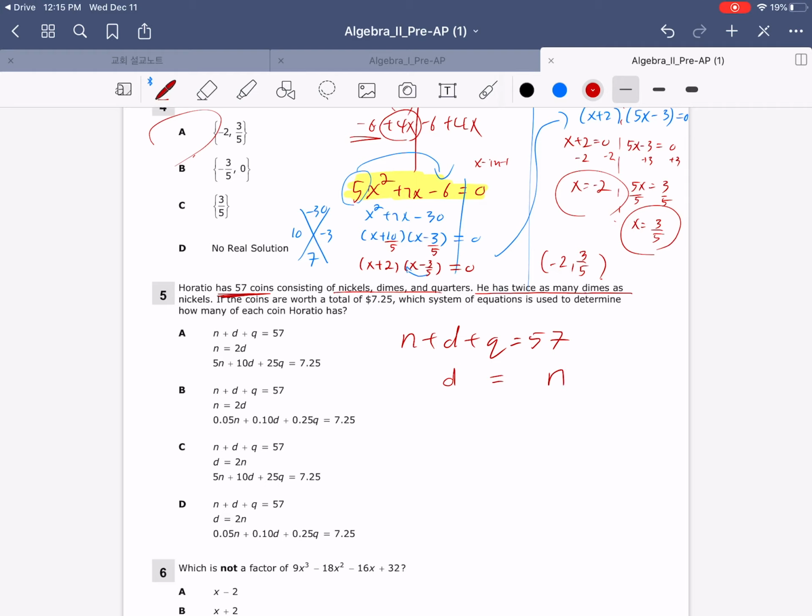Twice as many dimes. So in order to be equal to each other, you have to put 2 on the nickel side. If you don't understand this part, whenever you look at some questions like that, like twice as many dimes as nickels, some stuff like that, just put 2 on the opposite side. Like not the dime side, on the nickel side. I do not know how to explain it nicely, but that's what you can do.